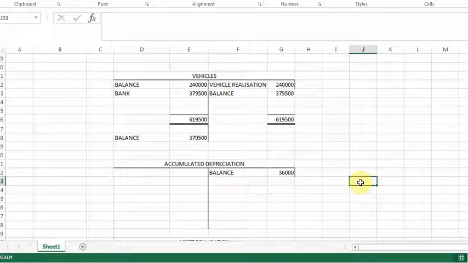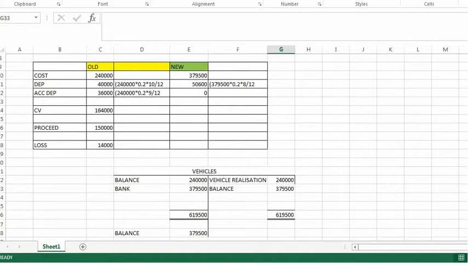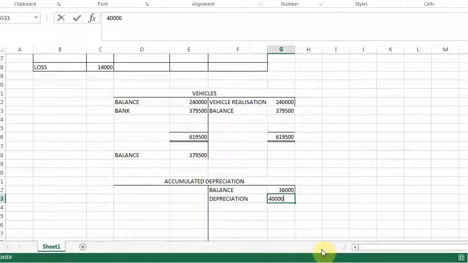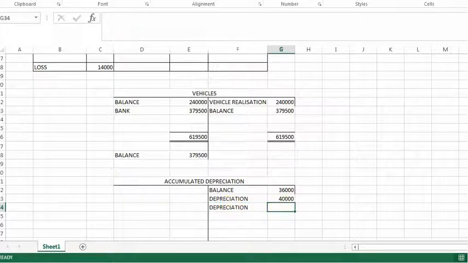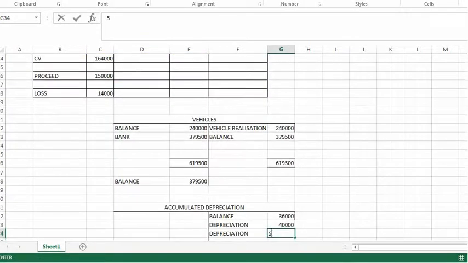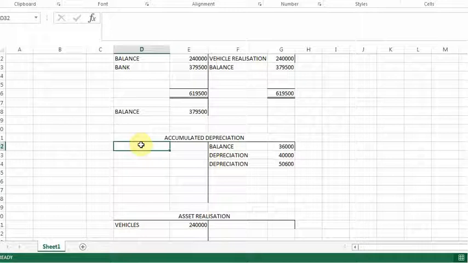Then we had depreciation to write off, and we had some depreciation to delete from this account because the asset was disposed of. So the first depreciation entry that I will make is the depreciation that I have calculated for the old vehicle, and that was a total of 40,000. I've also calculated depreciation for the new vehicle, and that was a total of 50,600.